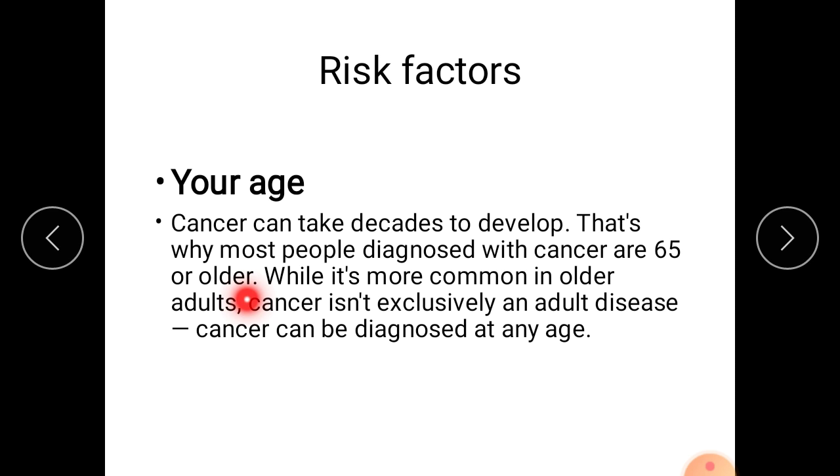show the development of cancer, while it is more common in older adults. Cancer is not exclusively an adult disease. Cancer can be diagnosed at any age. At any age it may happen, but usually it is more prevalent, occurring in older people about 65 years of age.